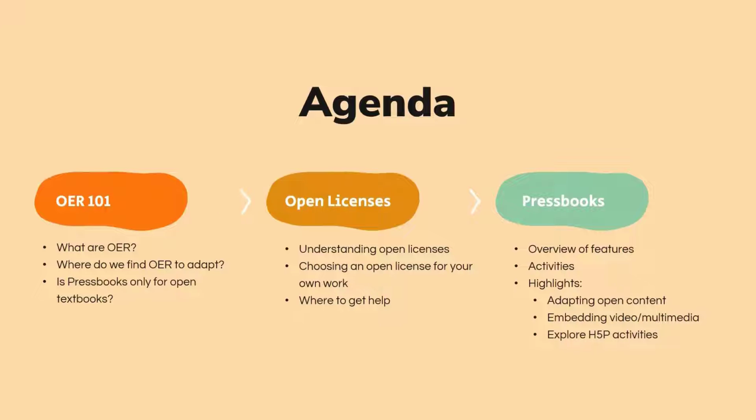And so when we're talking about adapting OER, we need to ensure that first of all, we have something to start with, and second of all, that licensing is appropriate. And so we have a little section here on open licenses so that we can ensure that we're not violating copyright or anything like that. And then, of course, some information on how to get help, because licensing can be a little bit difficult to navigate. And that's where we'll talk about Pressbooks.